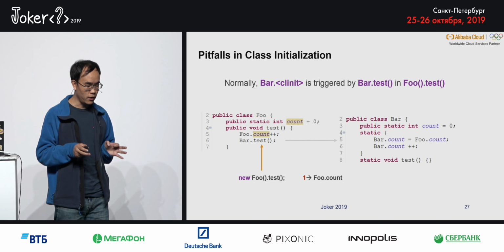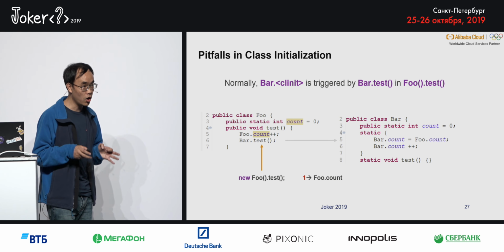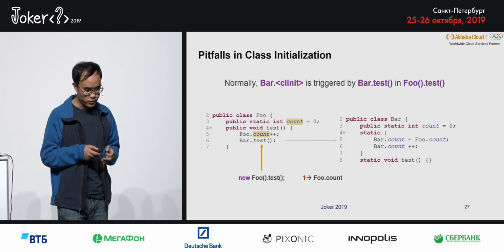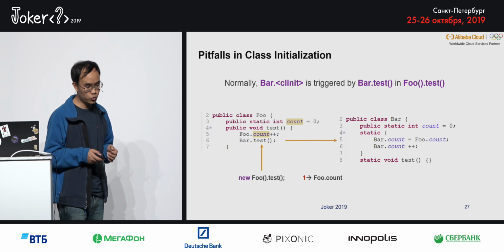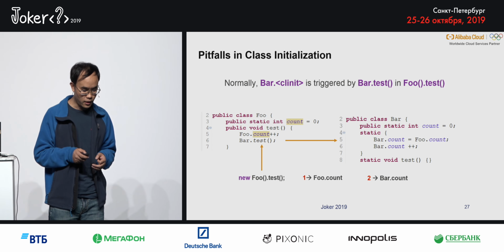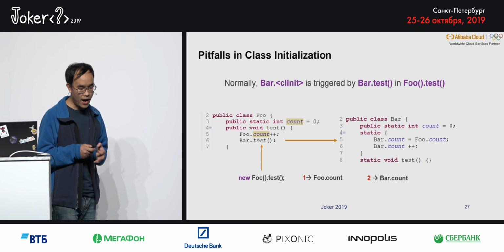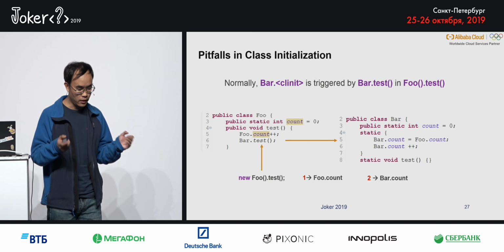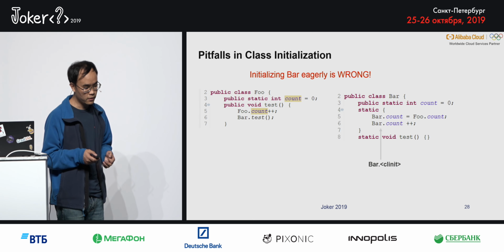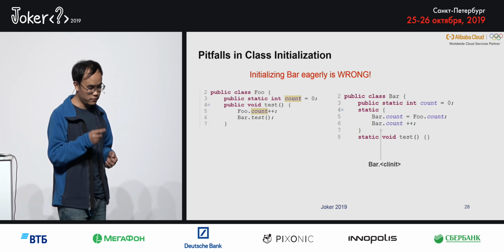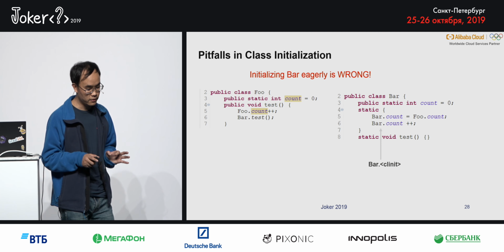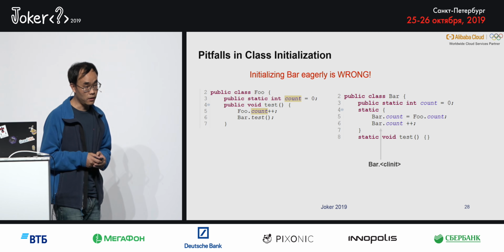eventually it will trigger the initialization of the Bar class. This is required by the JVM specification. So they trigger initialization of Bar. When the initialization is done, you can see eventually the Bar count will get 2, right? This is the normal execution, but if we compare it, if we initialize Bar eagerly, what will happen?